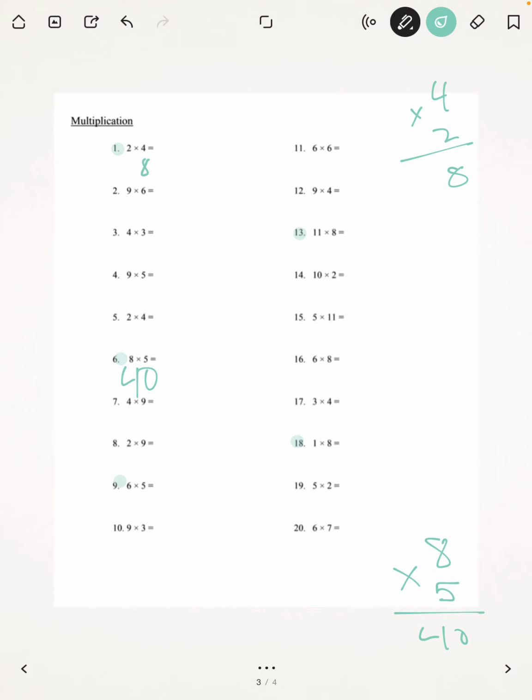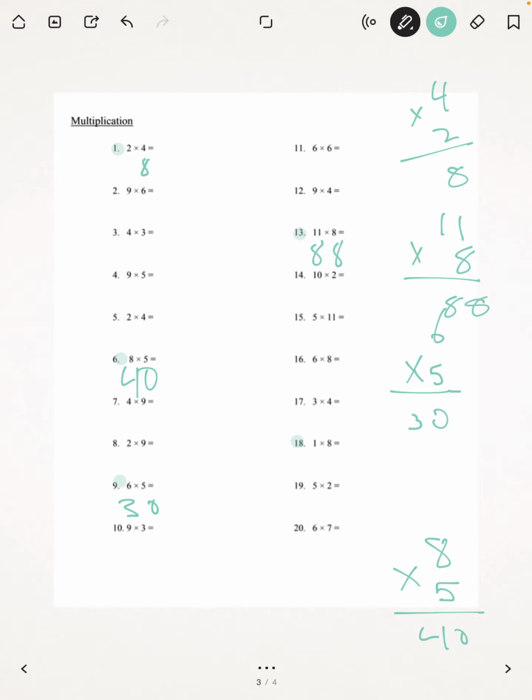Okay, 6 times 5. When you multiply that, that equals 30. Or you could do 6 plus 6 plus 6 5 times, or 5 plus 5 6 times. So that one equals 30. Okay, 11 times 8. You have to multiply top to bottom, right to left. So 8 and 8. So it's 88.